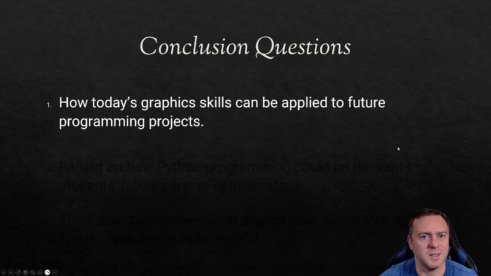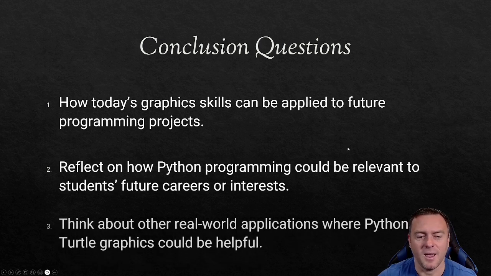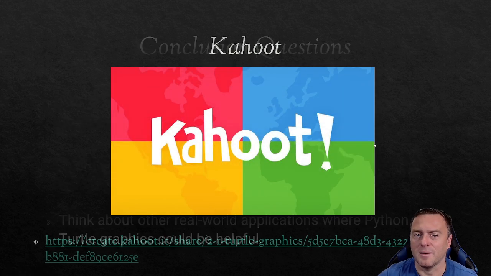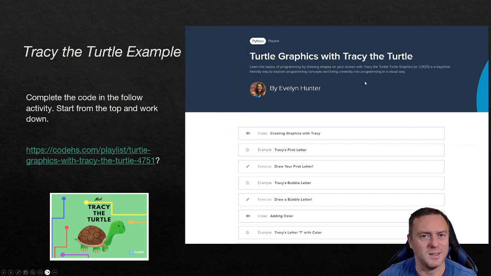So some conclusion questions to think about: how today's graphic skills can be applied to future programming, and reflect on how Python programming is relevant for your future careers and interests. If you're interested in graphics and movement and using a bit of code to do that, this is definitely the way for you. And then think about some real world applications where Python and Turtle graphics might be useful. There is code that you can play around with, which is super useful. And there is also this link to Turtle, the trace of the turtle, which is really handy. I think this was done by Evelyn Hunter, and she's gone through and given some awesome examples of how to learn all this.